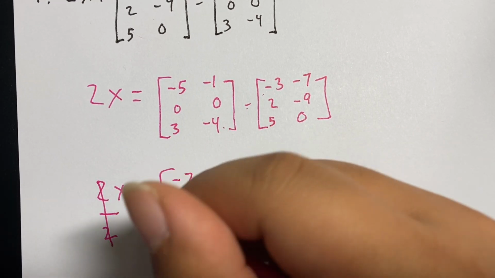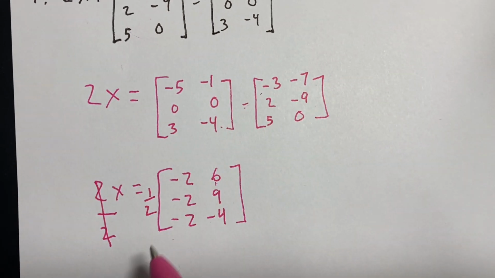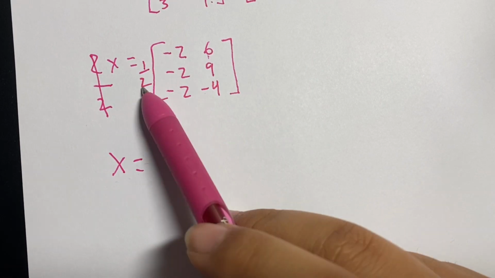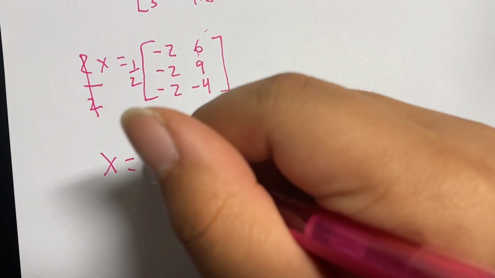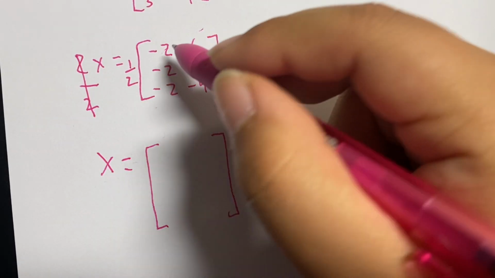But the same thing as dividing by 2 is multiplying by 1/2. So I'm just going to write a 1/2 out here just so you can visualize it. So let's divide each element by 2 or multiply by 1/2. It's the same thing. And of course, we'll get the same dimensions of matrix.